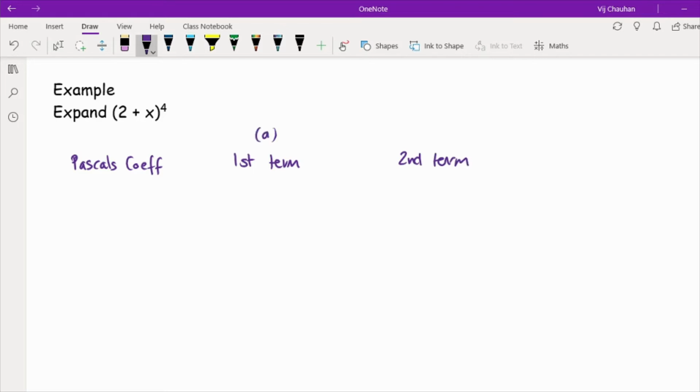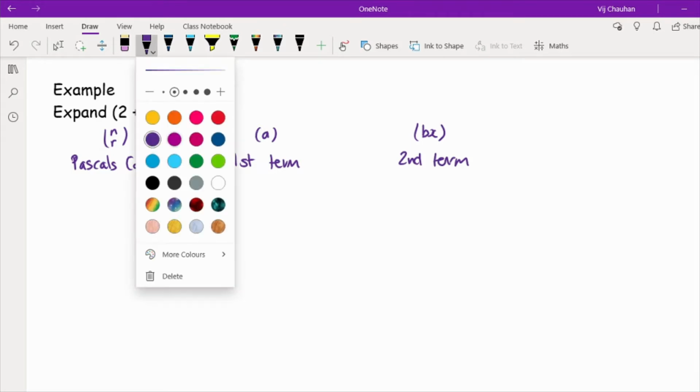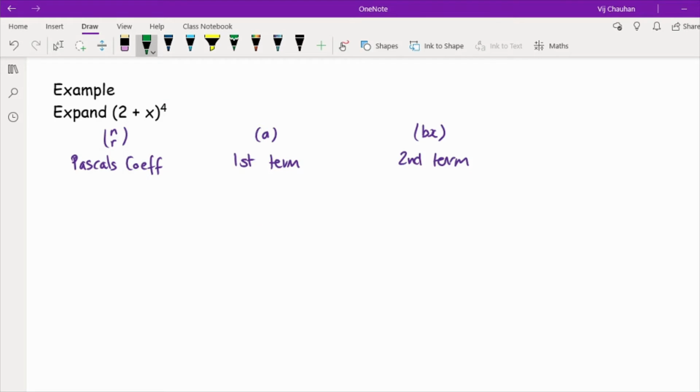If I just label this at the top A, and we call this bx, and this is our nCr using our calculator. Now in this particular question, in green, our Pascal's coefficient is just going to be from Pascal's triangle. Our first term in this case is 2, and our second term is a single x. Obviously if this was 2x, then it would be 2x. If it was, let's say, minus 3x, then it would be a minus 3x, and likewise if the 2 was of a different sign, then that would be the same as well.